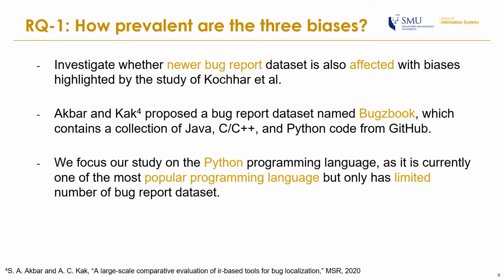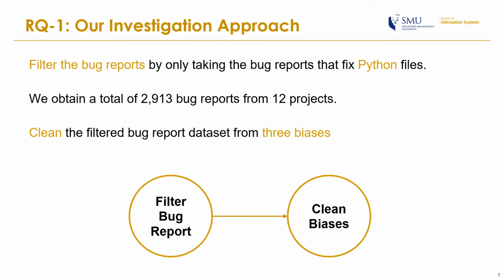We focus our study on the Python programming language, as it is currently one of the most popular programming languages but only has a limited number of bug report datasets. We chose to utilize the BugsInPy dataset that is built by Akbar and Kak, as it contains bug reports for Python code and has a bigger number of bug reports compared to the other dataset. First, we filter the bug reports by only taking the bug reports that fix Python files collected from Jira Issue Tracker. After this filtration, we obtain a total of 2,913 bug reports from 12 projects.